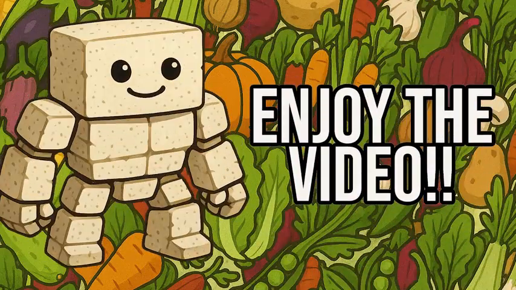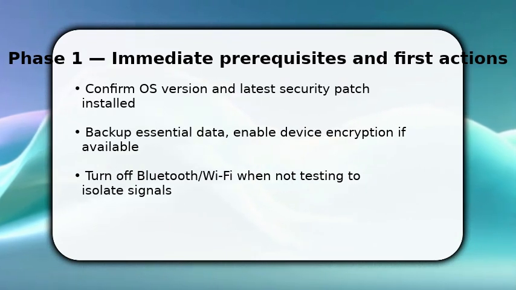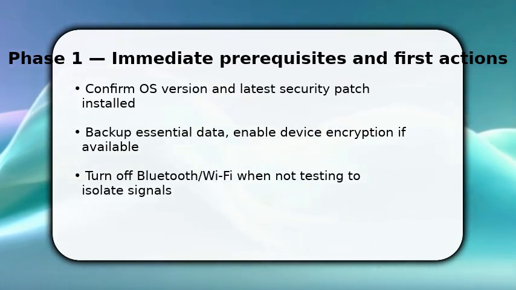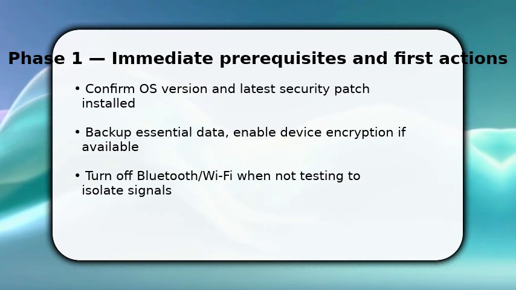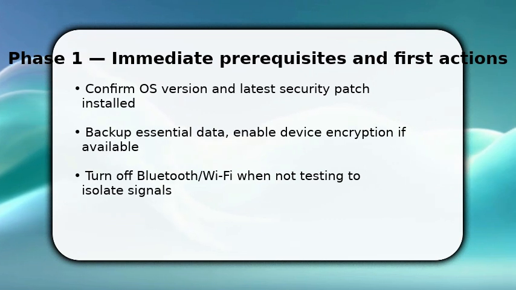Please enjoy the video. You begin by confirming prerequisites. Check the OS version and security patch level so you know what protections exist. Then back up your data and enable device encryption. This prevents accidental data loss while you change settings.